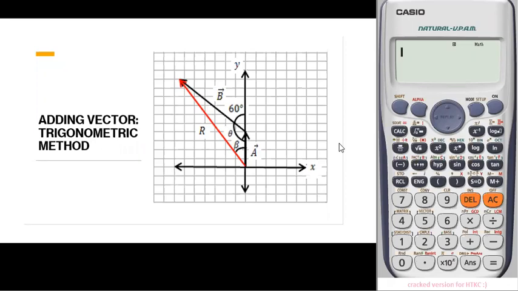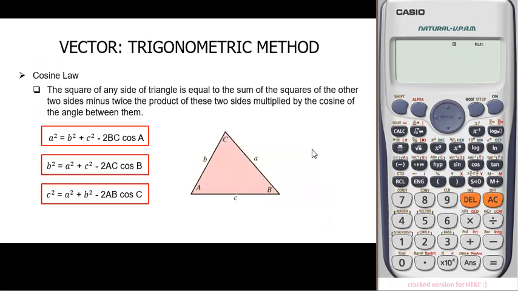Adding vectors using the trigonometric method. Cosine law: the square of any side of a triangle is equal to the sum of the squares of the other two sides minus twice the product of these two sides multiplied by the cosine of the angle between them. Say, for example, you're looking for the value of side A. That is A squared equals B squared plus C squared minus 2BC times cosine A. Cosine A, or angle A, represents the angle between B and C.